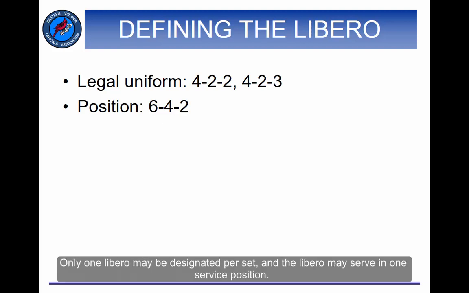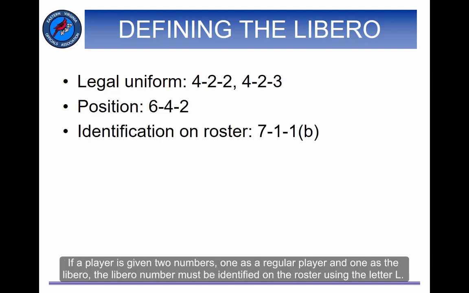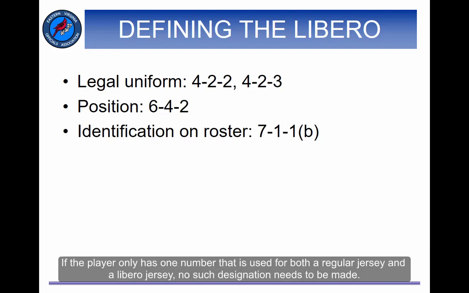Only one libero may be designated per set, and the libero may serve in one service position. If a player is given two numbers, one as a regular player and one as the libero, the libero number must be identified on the roster using the letter L. If the player only has one number that is used for both a regular jersey and a libero jersey, no such designation needs to be made.